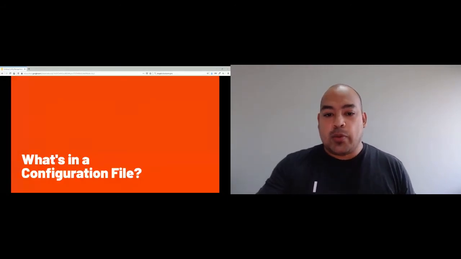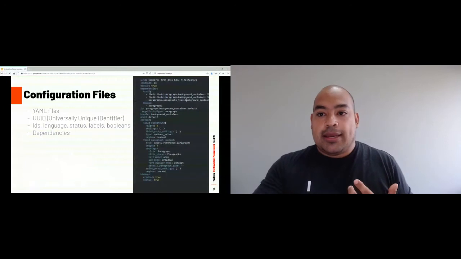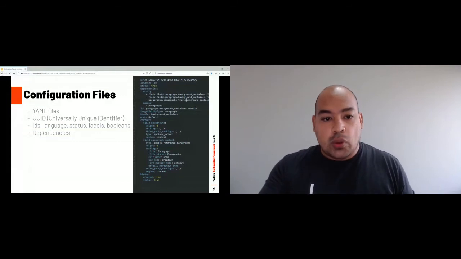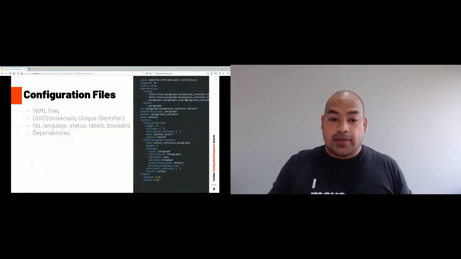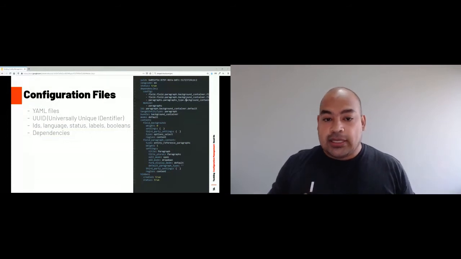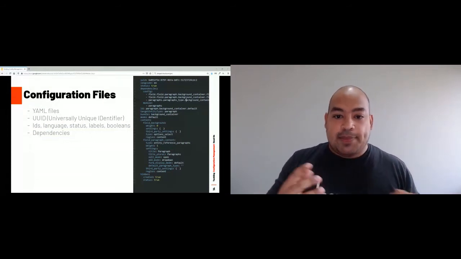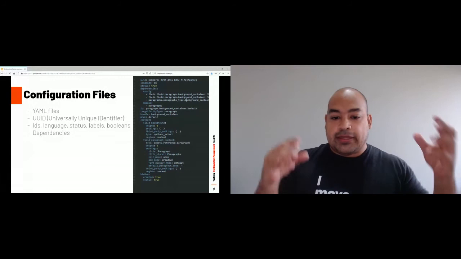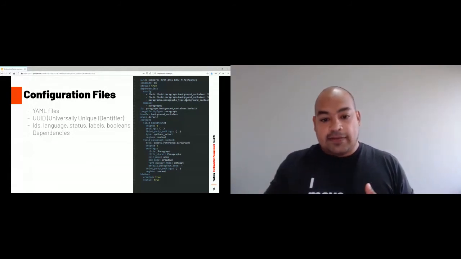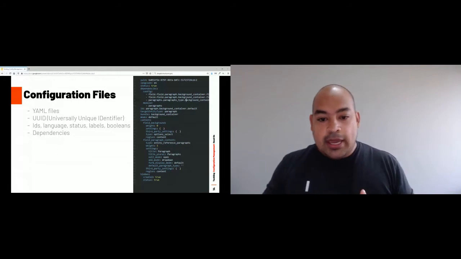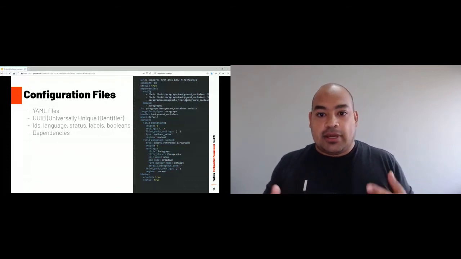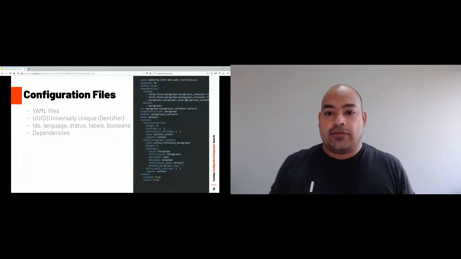All right, so let's talk about what's in a configuration file, right? A configuration file is a YAML file, right? So it has a unique ID. It has languages, statuses, weights, dependencies. It basically is a file that Drupal reads and says, okay, so I have to create this content type. This content type has this field, it has this name, it has this label. Should I show the label? Should I create an automatic URL when it's saved? All these options are saved into this one file and is read by Drupal.